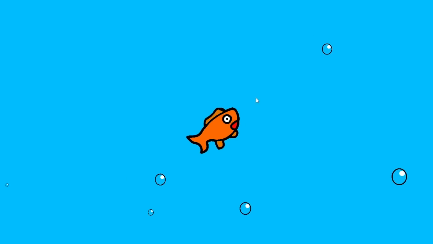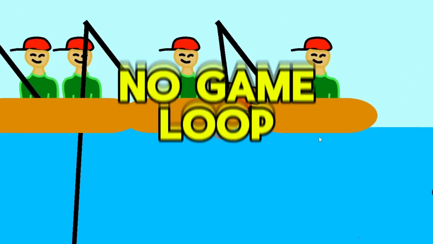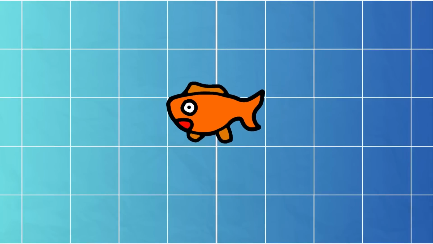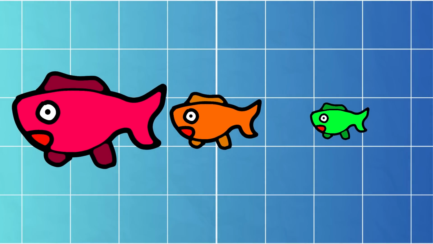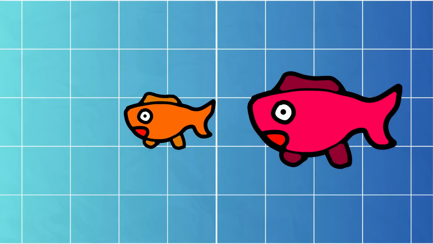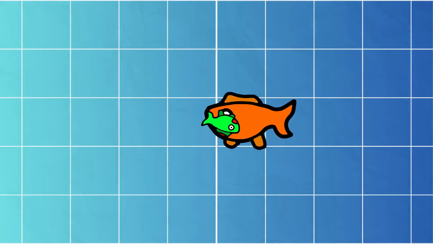Now at this point we had the fish and the fisherman, but there was really no game loop. My idea for the game loop is that there are going to be other fish in the sea. Some are bigger than you and some are smaller. The bigger fish will try and chase you down and you'll need to avoid them while also eating the fish that are smaller than you.